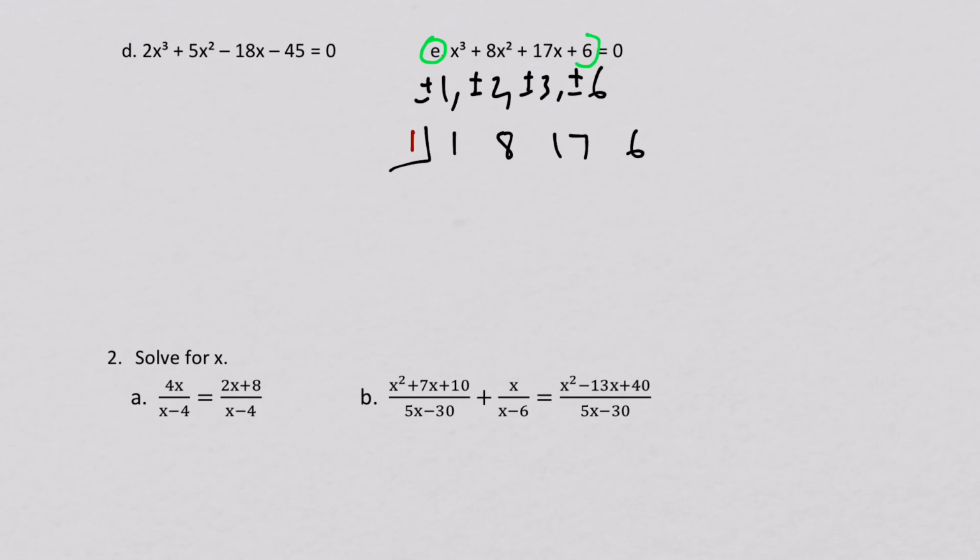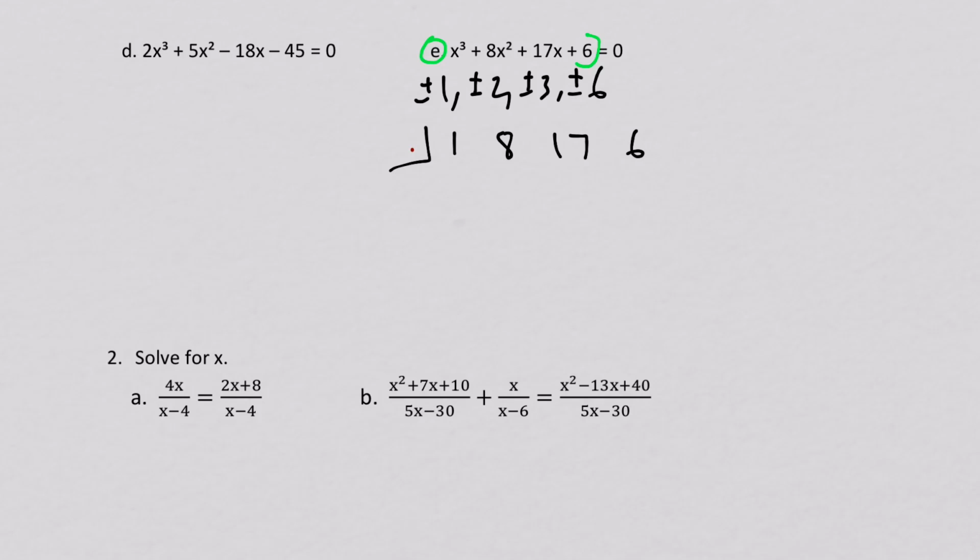and try negative 1. Here we go. Negative 1 times 1 is negative 1. 8 minus 1 is 7. Negative 1 times 7 is negative 7. 17 minus 7 is 10. Negative 1 times 10 is negative 10. And 6 minus 10 is negative 4. And that doesn't work again. Remember, the goal is to have a 0 here at the end. So that doesn't work. Let's get rid of that.